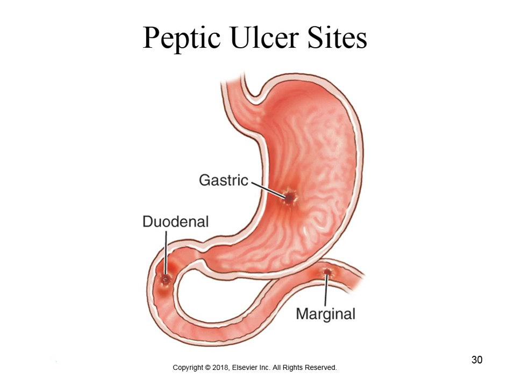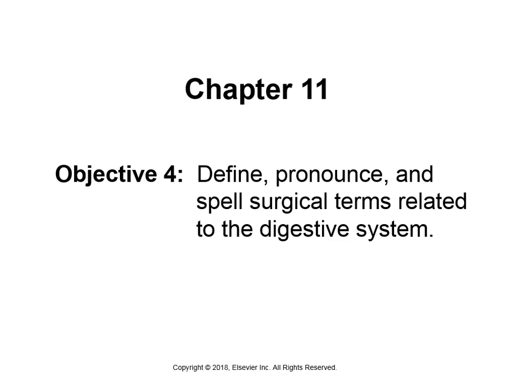Here's an example of peptic ulcers and where those usually are located. In this case, we have the gastric one, which would be inside the stomach. If you're having a pyloric sphincter issue, some of that acid might leak into the duodenum. You could have a duodenal peptic ulcer, or sometimes it can go all the way down a little bit more into the small intestine and cause what we call a marginal ulcer. But this brings us next to the surgical terms.